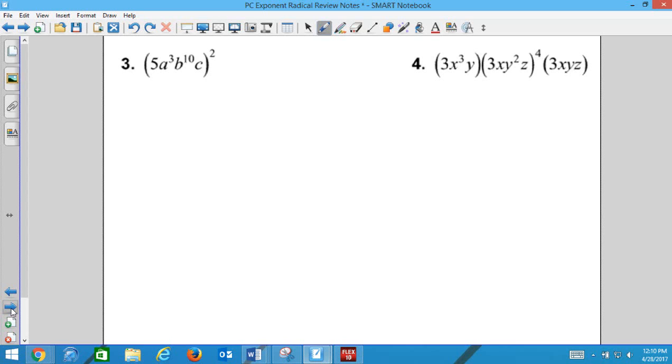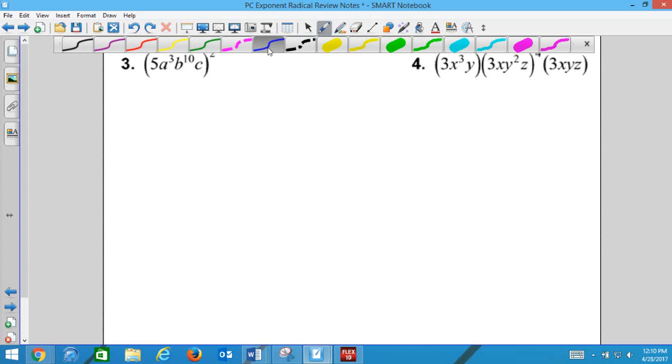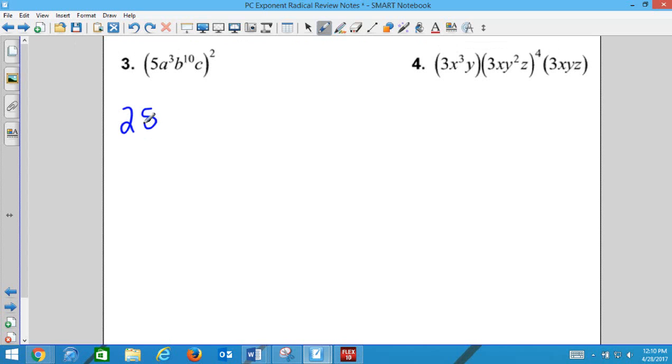When we take stuff inside to a power, what can you do? Multiply the exponent. So we don't just multiply, we multiply the exponent. So like for the first number, 5, is the answer 10? No. It would be 5 squared, which is 25, when you multiply the exponent. The next one would be a to the 6th, b to the 20th, and c squared. So if you are raising it to a power, you multiply.